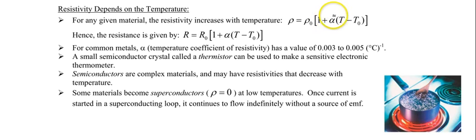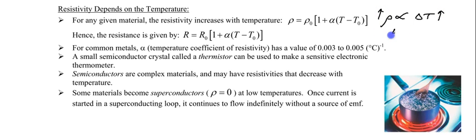This is a constant that depends on the atomic structure of the metal, so it depends on the type of material, and that's the change in temperature. The little zero here, or O, means the original resistivity and the original temperature. So as you can see here, the resistivity is directly proportional to the change in temperature. As you increase the temperature, the resistivity increases.